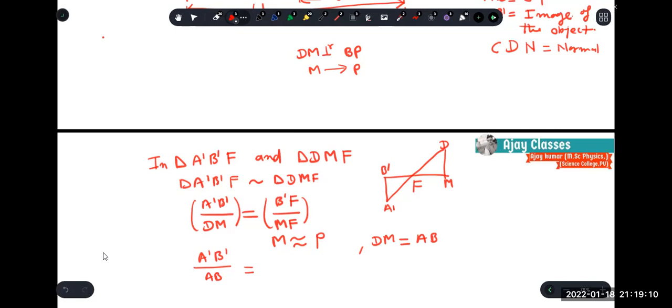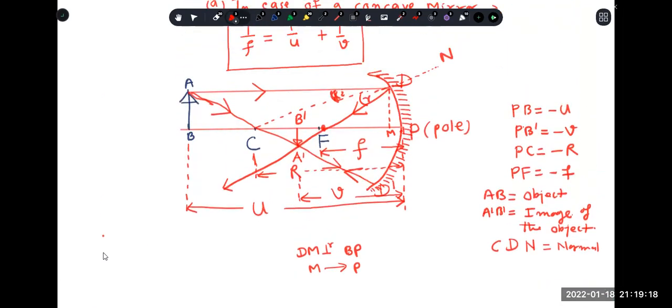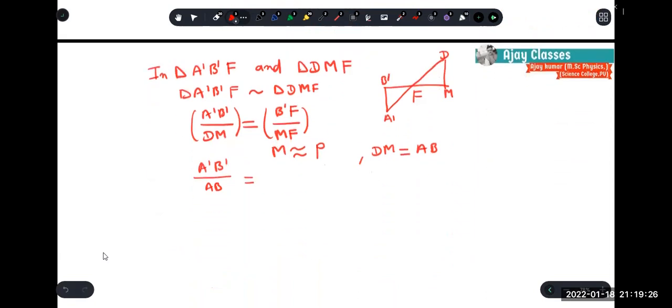So we get here B dash F, and B dash F is the distance measured from P to B dash minus P to F. So how to write B dash F? B dash F will be written in terms of pole to B dash minus pole to F. This will give the value of the distance B dash F.